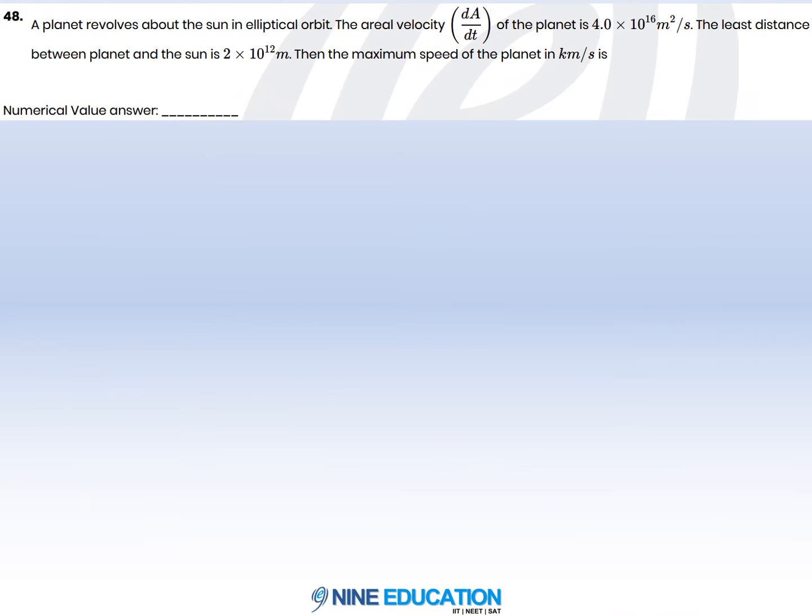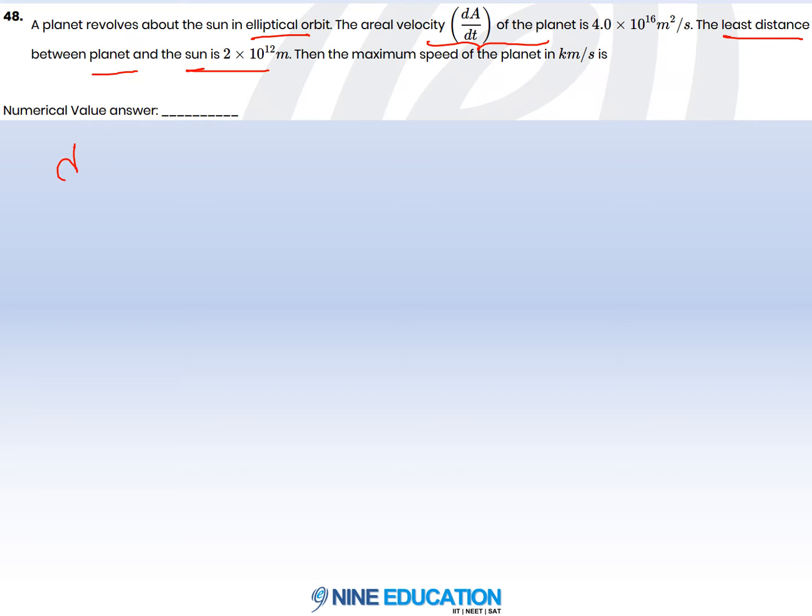So in this question, what is given? The planet revolves around the sun in an elliptical orbit. The areal velocity is given, and what else is given? The least distance between the planet and sun is also given. The maximum speed. So we know when the distance is least, speed is maximum.